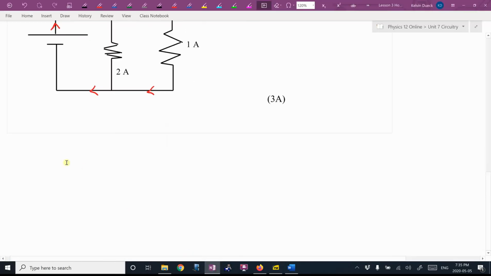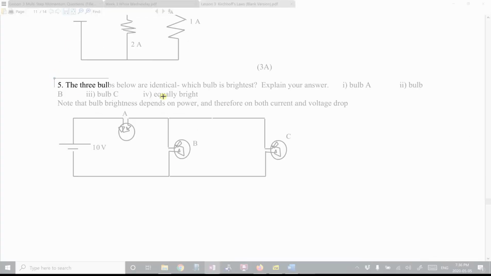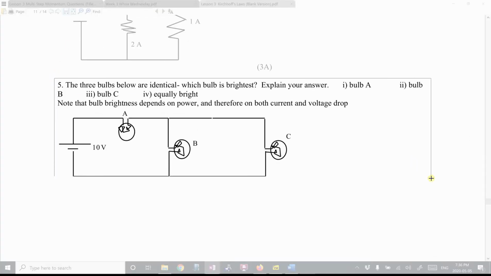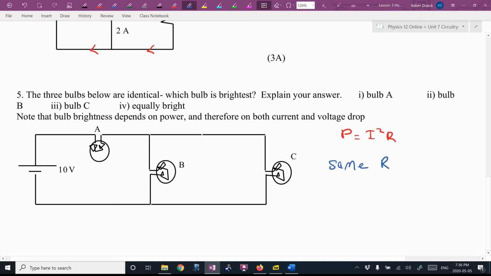I don't think I assigned number five, but I'll talk about it anyways. So it says these three bulbs are identical. Which bulb is the brightest? Remember, when we're talking about brightness, we're talking about power. And I think I'm going to use the idea that power is I squared R. All of these have the same resistor, because it says they're all identical.